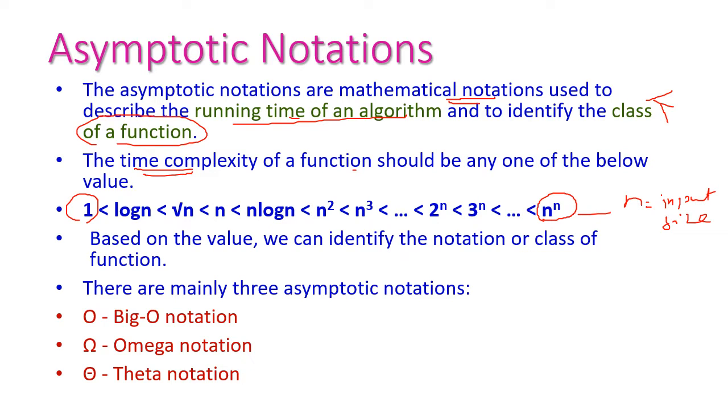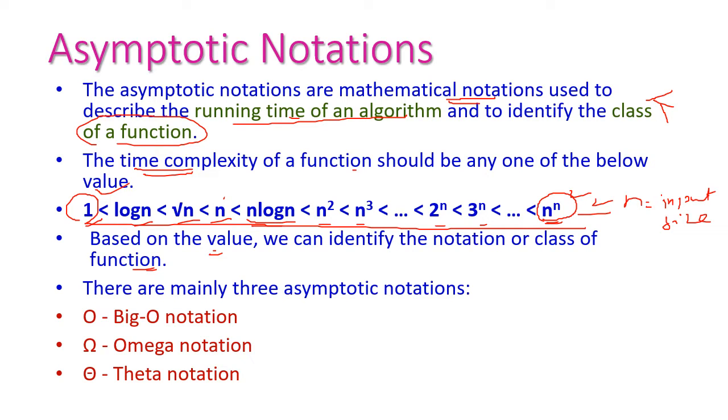So based on the input size, the efficiency will change, and the time complexity, that is the time taken to complete the algorithm, will lie at any one of these values. Based on this value, we can identify the notation or class of the function. The values are 1, log n, root n, n that is linear, n log n, n square, n cube, etc., 2 power n, 3 power n, etc., up to n power n. So this is the least value and this is the last value.